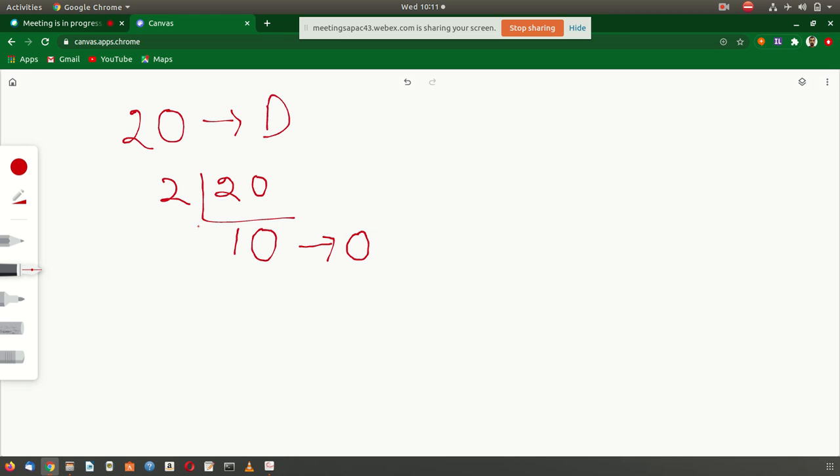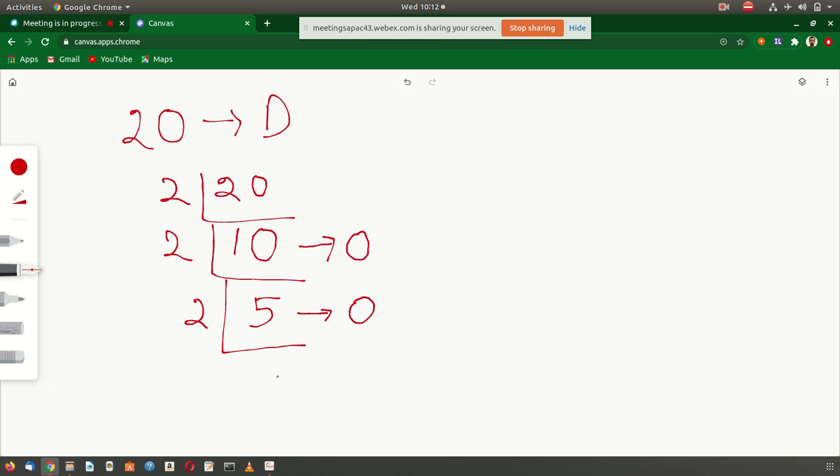Okay, then again, this time 10 will be divided again by 2. So this time how many times will it go? 5 times. 5 into 2 is 10, and the remainder is 0. So the remainder we will write on the right side. Then again 5 will be divided by 2.